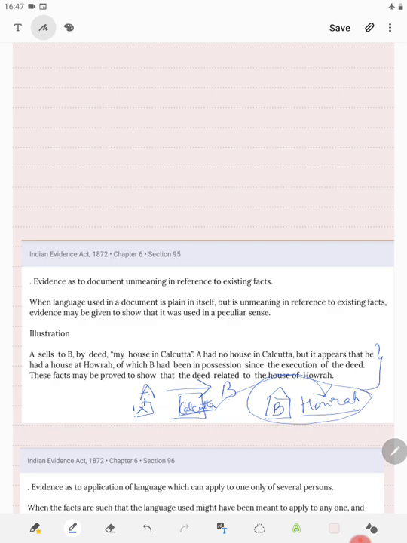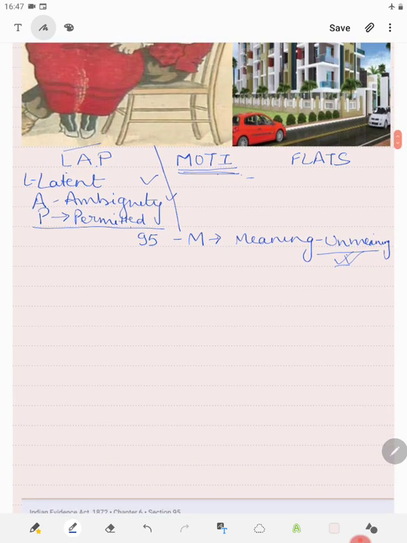It is a type of latent ambiguity. So now read it. When language used in a document is plain in itself but unmeaning in reference to existing facts, so when we apply it to existing facts it is unmeaning, evidence may be given to show that it was used in a peculiar sense. So evidence can be given that by Calcutta we meant Howrah. So this is section 95.